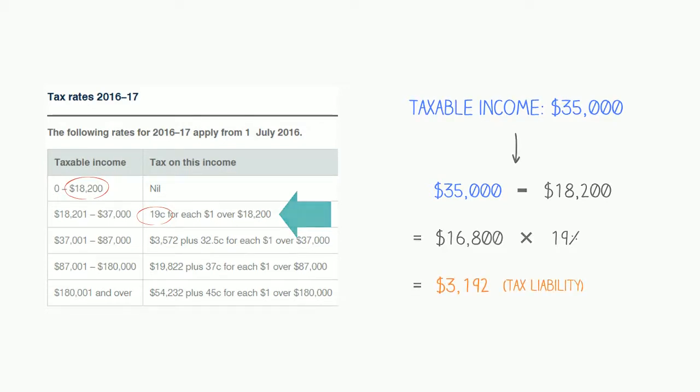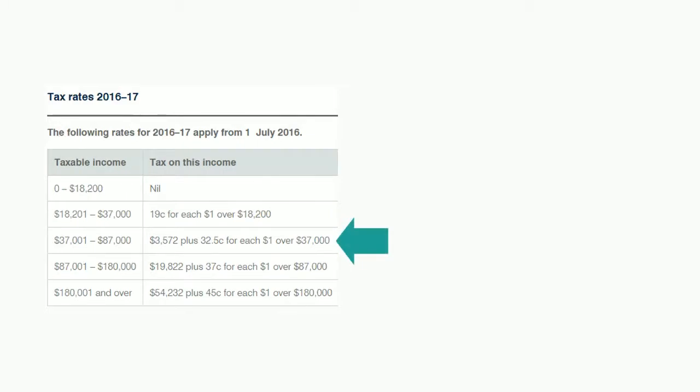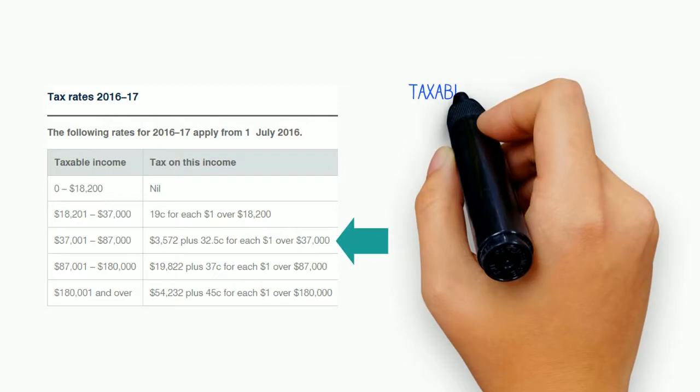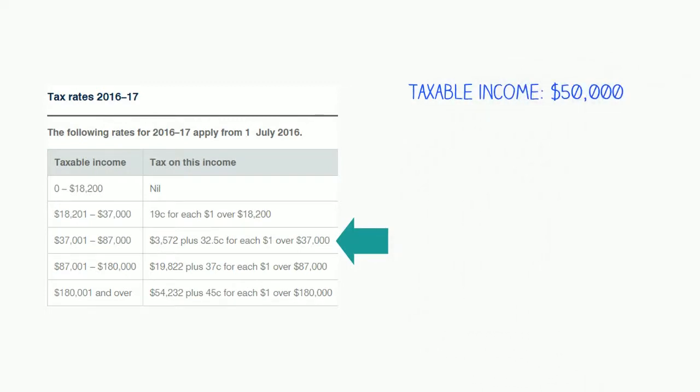Let's now move to the third tax bracket. This time we can see slightly different wording, with a specified dollar figure at the beginning. In this case, there's only one extra step. If your taxable income is $50,000, again, you subtract the highest number in the previous tax bracket, which is $37,000.